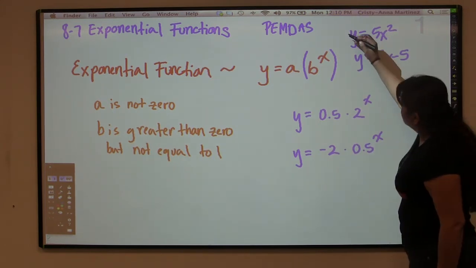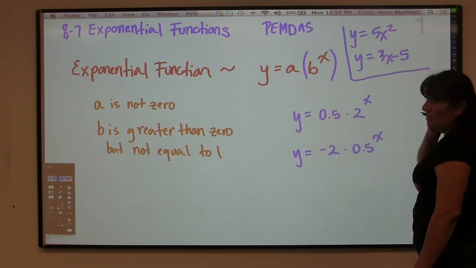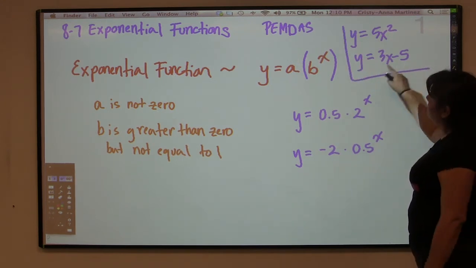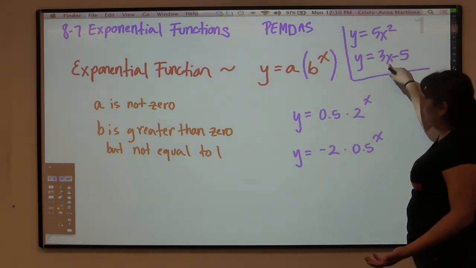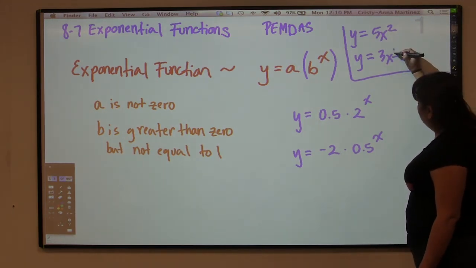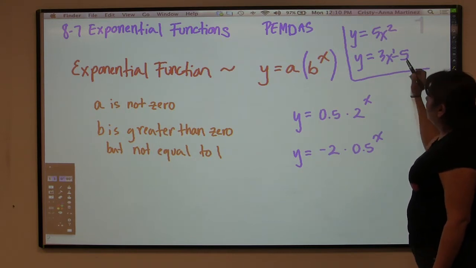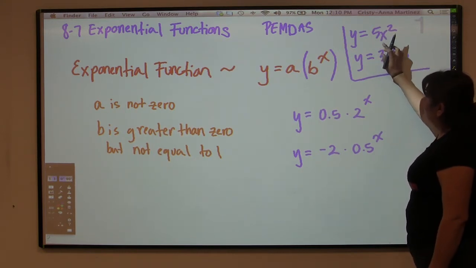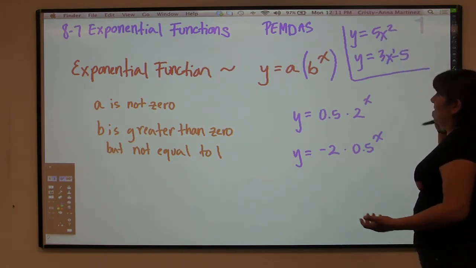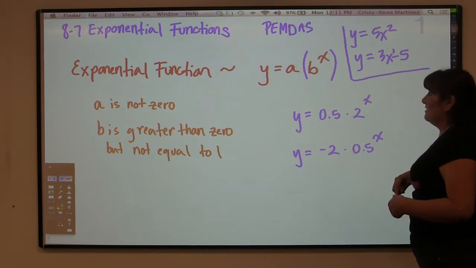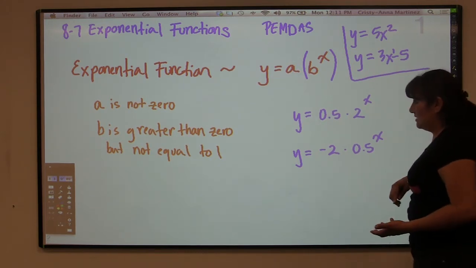I put these functions up here because I wanted to show you where we've been. We've done linear functions like y equals 3x minus 5, and in this case the variable is not in the exponent. If anything, the exponent of the variable is 1. And then you have the parabola here, y equals 5x squared. Again, the variable is not the exponent. The 2 is the exponent. So just a couple of examples of what we've done in the past and how this is now different, being that the variable is now in the exponent.